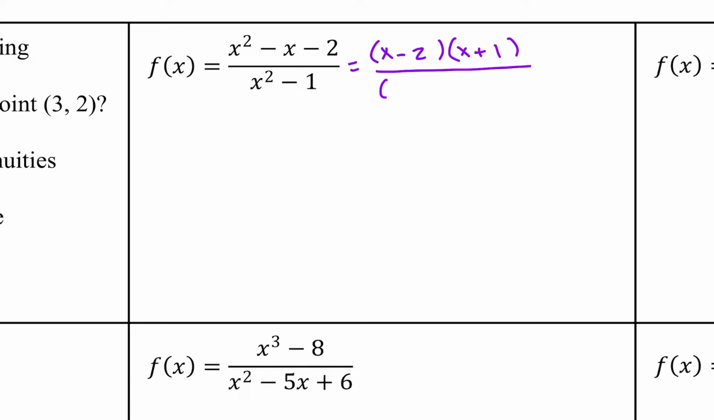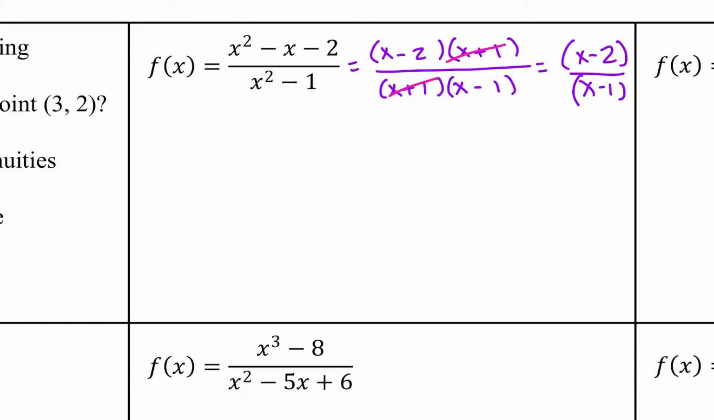And in that denominator, I see a difference of 2 squares. That x squared minus 1 tells me I'm going to have x plus the square root of 1, which is 1, and x minus the square root of 1, which is 1. And we can see these x minus 1s get to cancel out here. So overall, I have x minus 2 over x minus 1. So that is my simplified version.